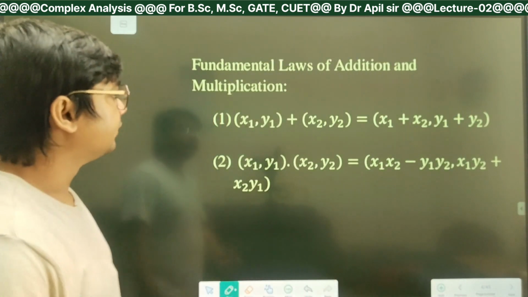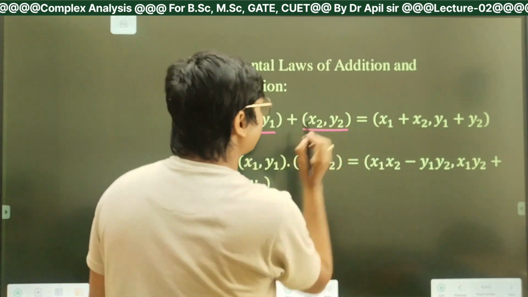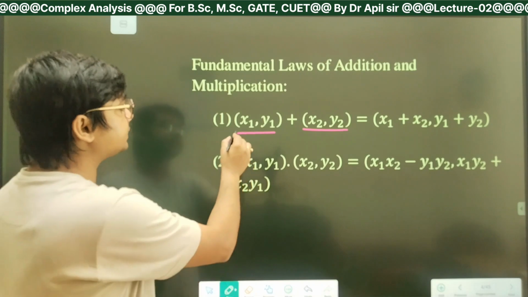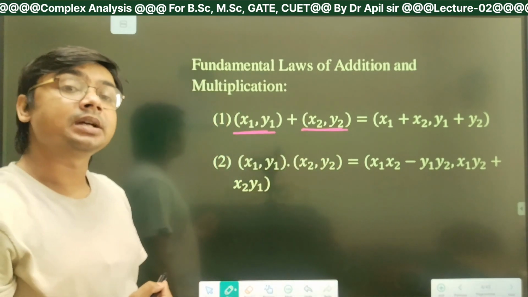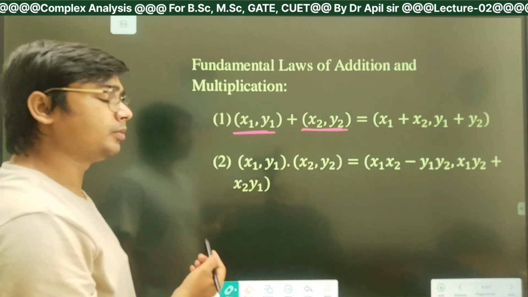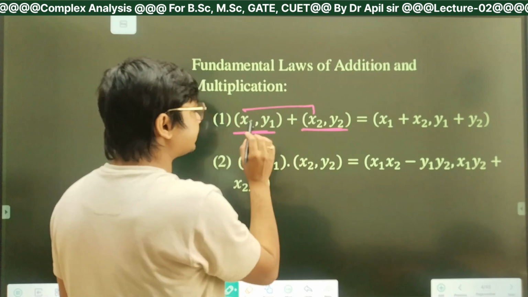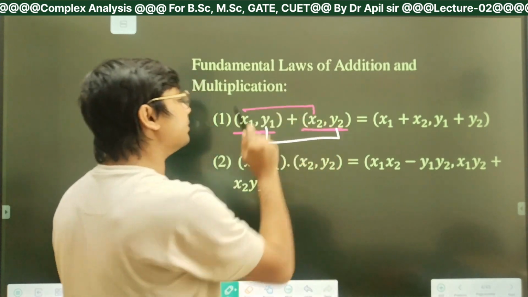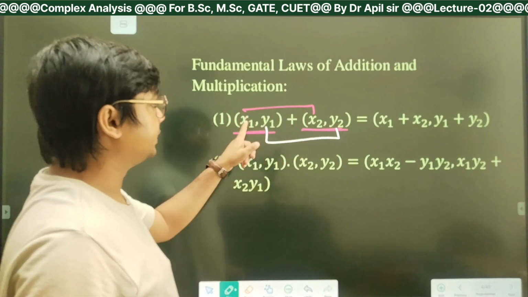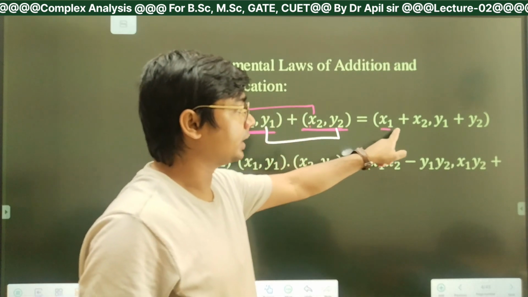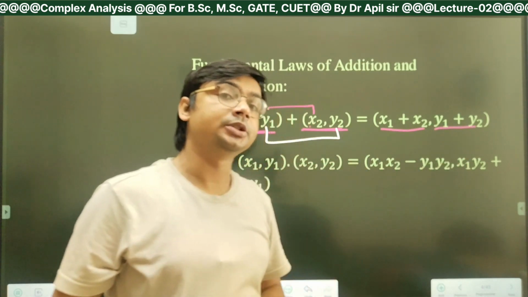First thing here is addition: how can we add two complex numbers? Suppose we consider these two complex numbers. What will be the sum of these two? How can we find the sum? You just need to take the sum of the real parts and the sum of the corresponding imaginary parts. That means the sum of these two complex numbers will be (x1 + x2, y1 + y2). So this will be the sum of these two complex numbers.